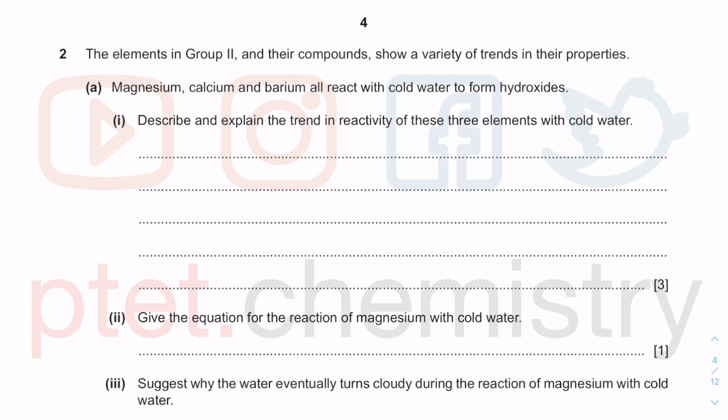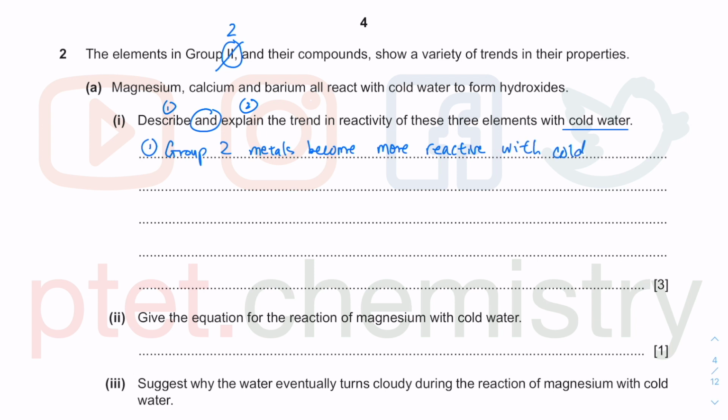In this second question, we have some group 2 chemistry. So it started out by talking about magnesium, calcium, barium. By the way, the new syllabus will have replaced this Roman numeral with this numeral type. So describe and explain the trend in reactivity of these three elements with cold water. So you've got to describe and explain. Well, first of all, we're going to describe the trend. So the group 2 metals become more reactive with water, with cold water, down the group.